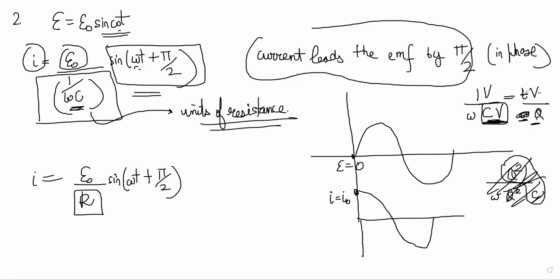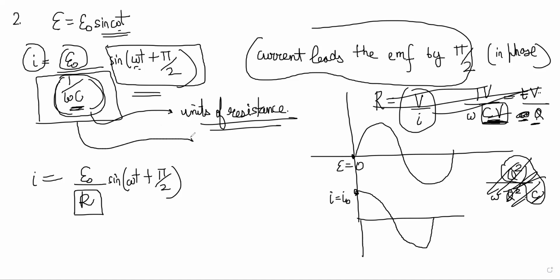And Q by T is really current, right? V by I is R. It has to have units of R, right? So this thing, but actually it was a capacitor, and this quantity has units of resistance. So this is called the reactance of a capacitor.